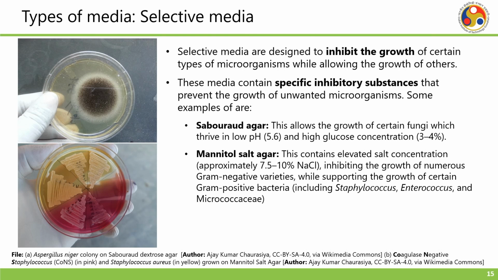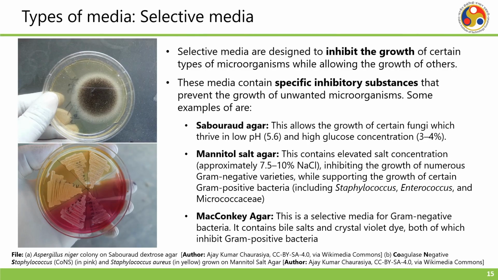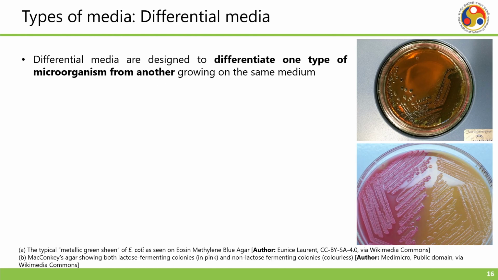Then we have the mannitol salt agar. This contains elevated salt concentration, approximately 7.5 to 10% sodium chloride, and it inhibits the growth of numerous gram-negative bacteria while supporting the growth of certain gram-positive bacteria like Staphylococcus, Enterococcus, etc. Then we have another example, MacConkey agar. This is a selective media for gram-negative bacteria. It contains bile salts and crystal violet dye, both of which inhibit gram-positive bacteria.